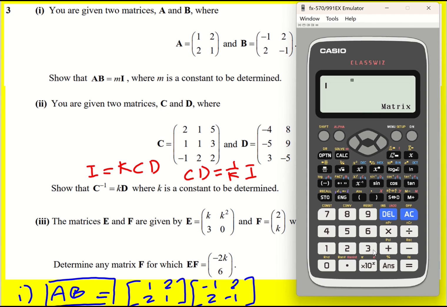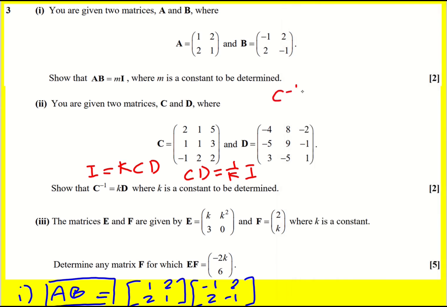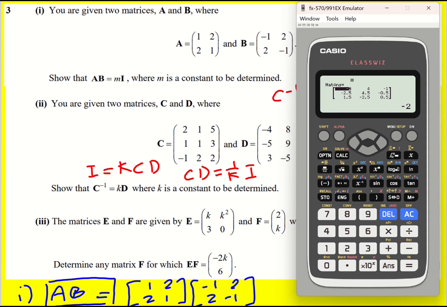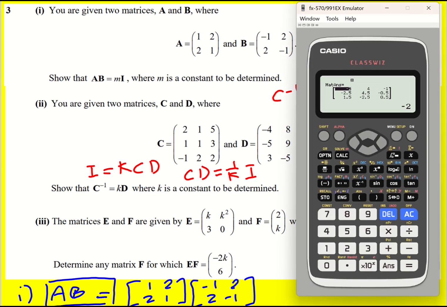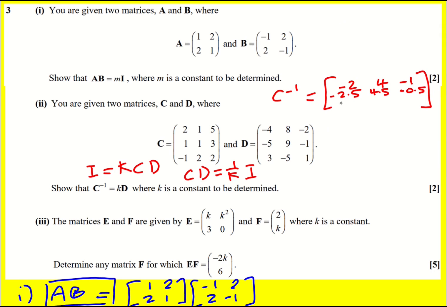And then I've got matrix calculations, back to options, matrix C. I want to find the inverse. There we go, -2, 4, -1, -2.5, 4.5, -0.5. And then 1.5, -2.5, 0.5.